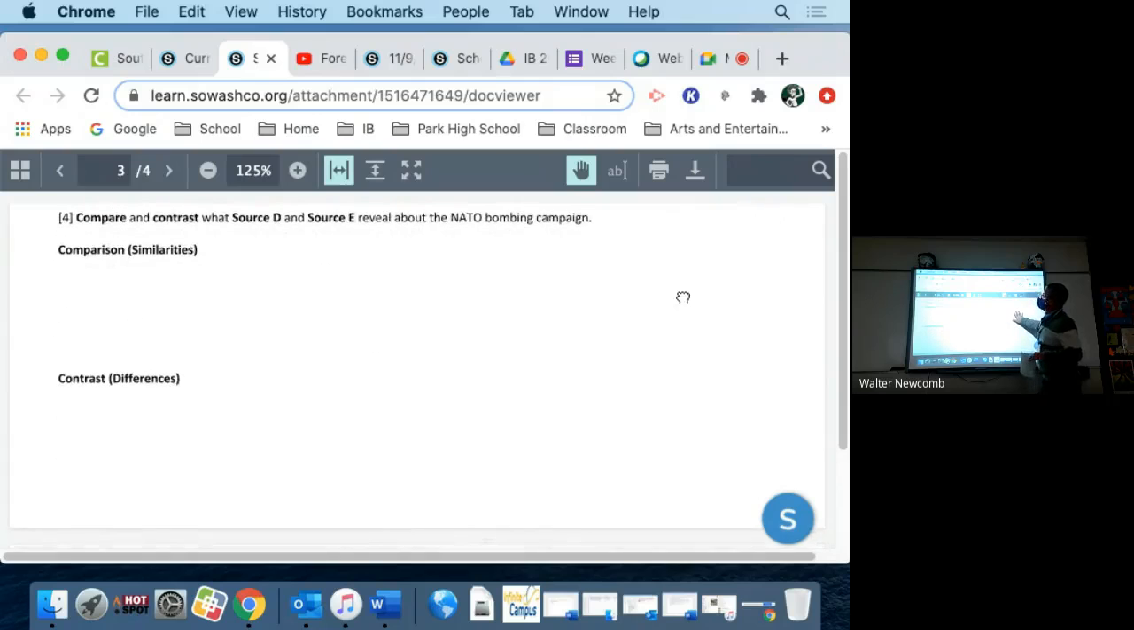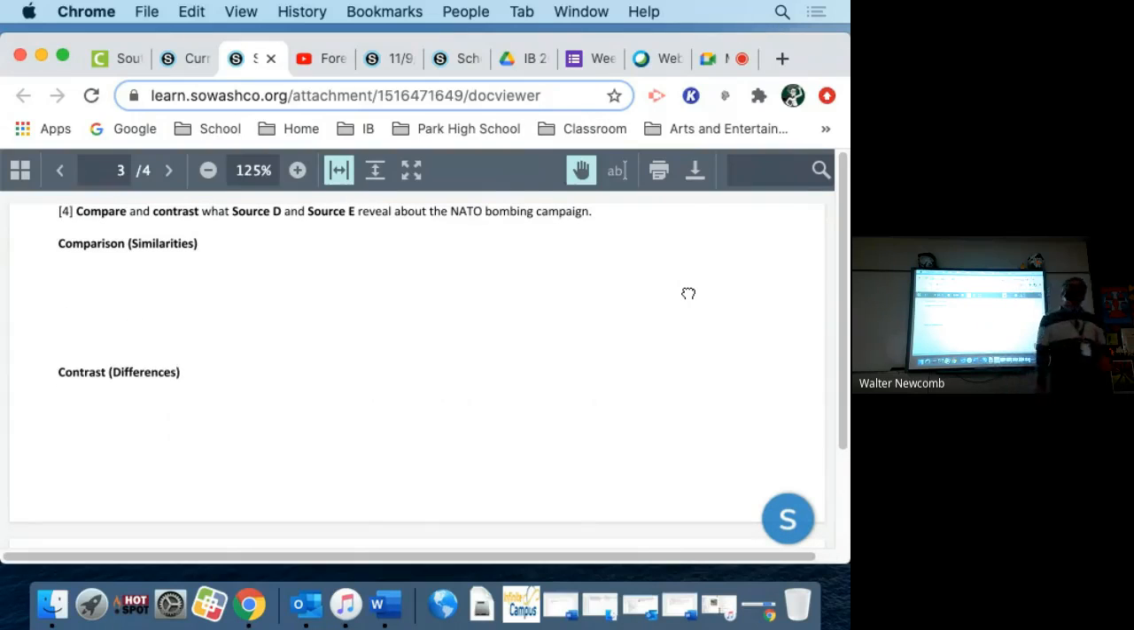All right, so with that said now, here we go. Compare and contrast. All right, and so we want to look at similarities here. So what do we got? What could be one similarity? Go ahead. Both source D and source E identify putting an end to the ethnic cleansing as a reason for the NATO bombing campaign.